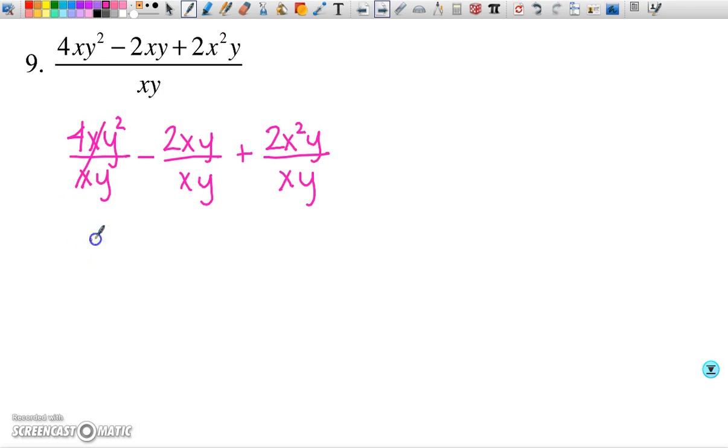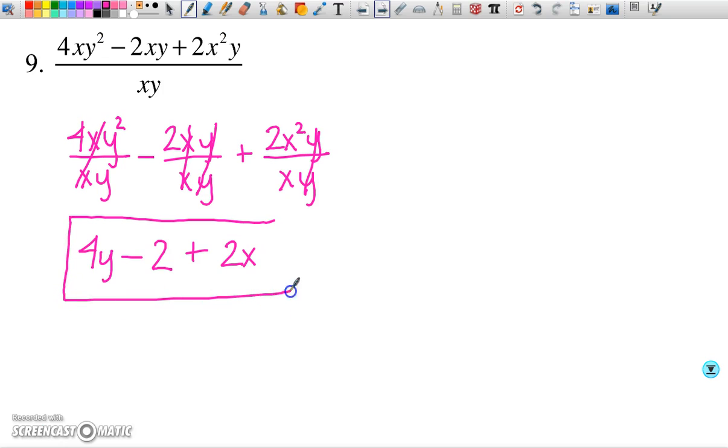X over x is 1, so we get 4, and then y, higher is on top, so it goes on top, minus 2, x over x is 1, y over y is 1, so it's just minus 2. Then plus 2, the y over y is 1, and then x squared over x is just x. And there is your final answer.